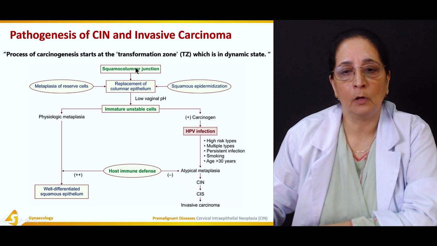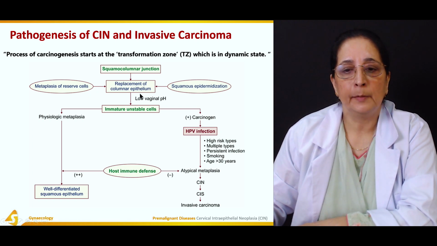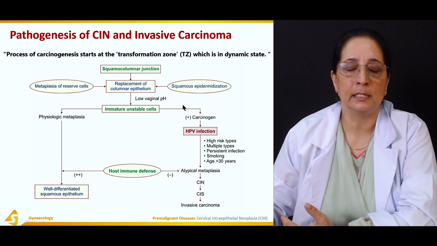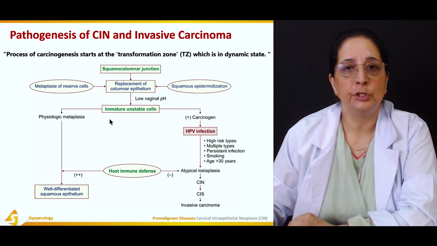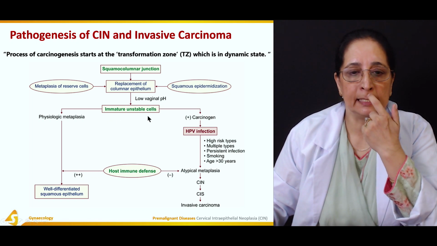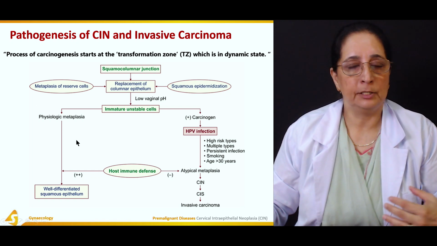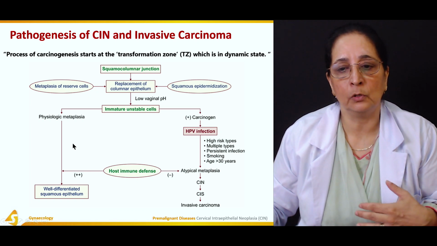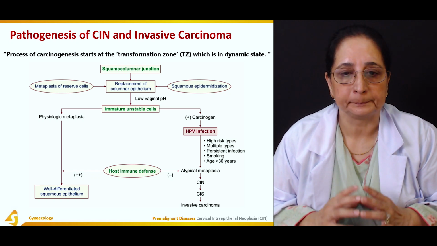So at this squamo-columnar junction, there is replacement of columnar epithelium. When there is low vaginal pH, it can become immature unstable cells. And these immature unstable cells can then undergo physiological metaplasia, just the normal physiological growth, or they can lead to changes that can lead to carcinoma.